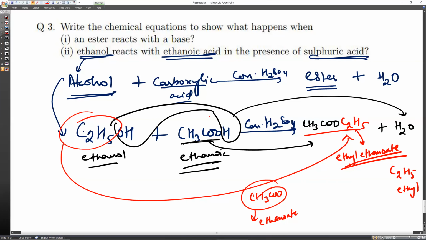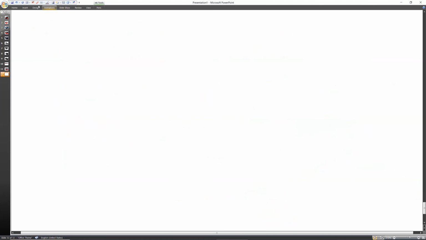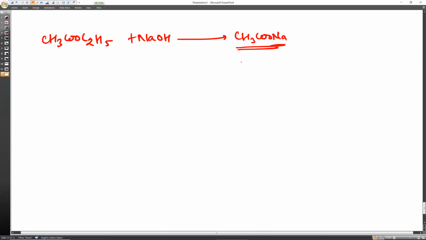And if I ask you that this ester reacts with NaOH, what is going to form? We were reasoning that esters react with bases. So we just react the ester given to you, CH3COOC2H5, plus NaOH. It will give you CH3COONa, sodium ethanoate.